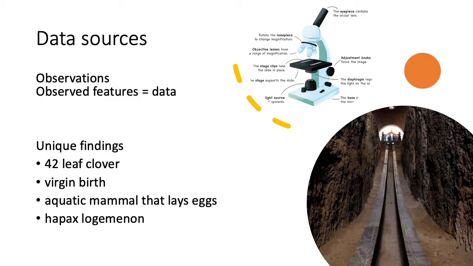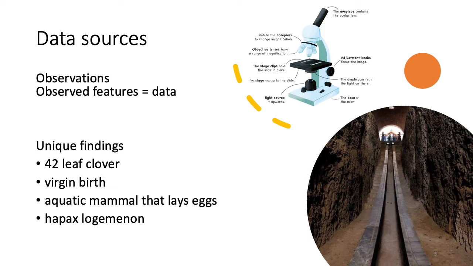Now, when we're talking about data sources, then obviously we're talking about observation. And when we observe things, sometimes we find things which are unique, like a 42-leaf clover or a virgin birth, which is something I heard about on the radio recently. An aquatic mammal that lays eggs, that's pretty unique, or a hapax legomenon, which is a word which is only used once, either in the language or in a very large sample of the language.